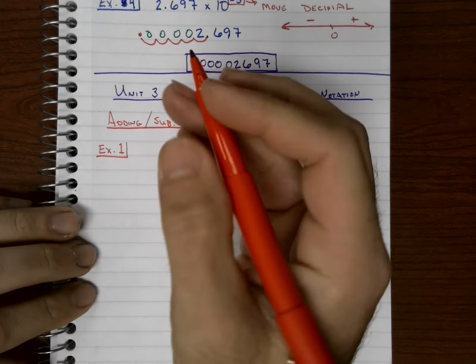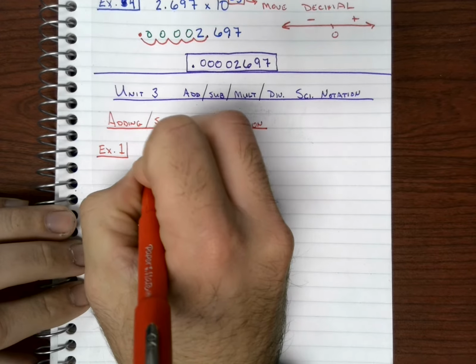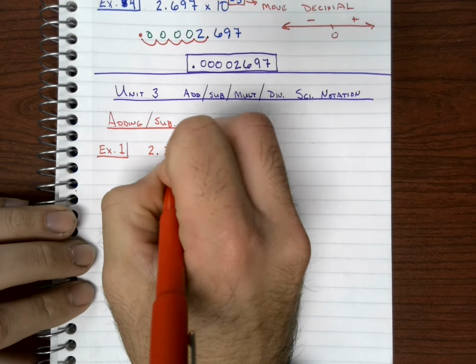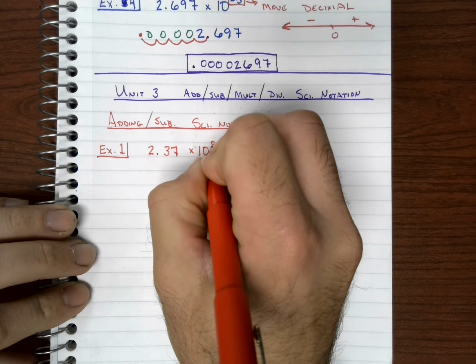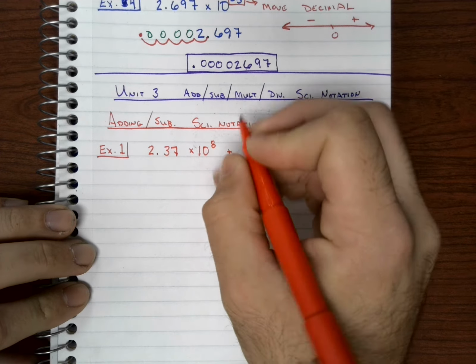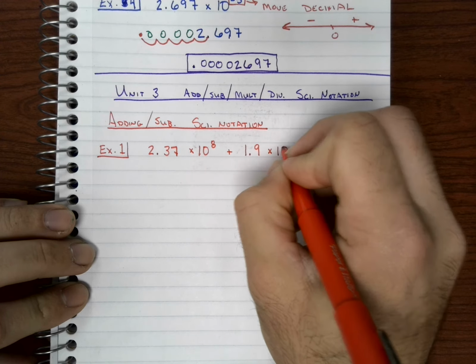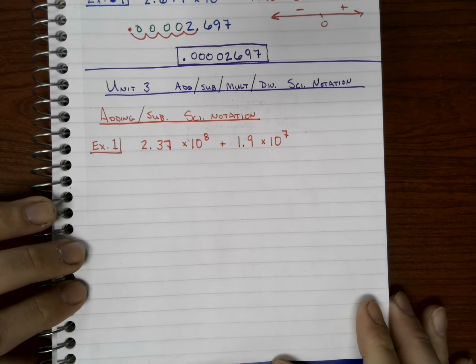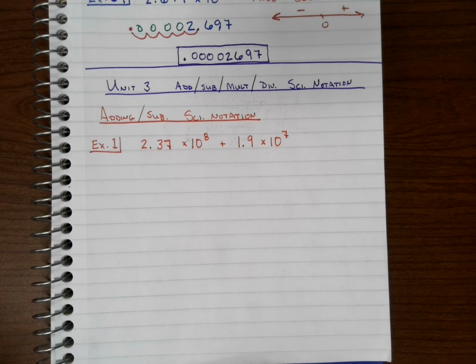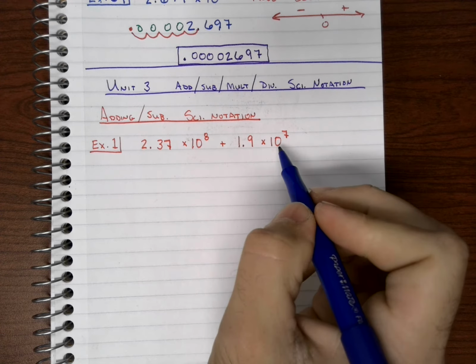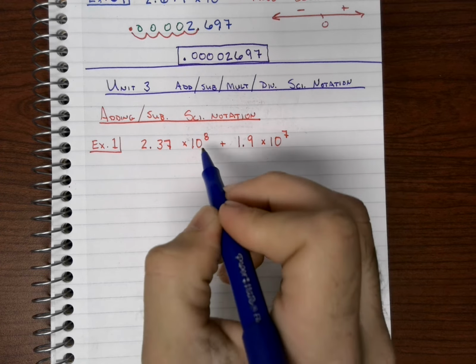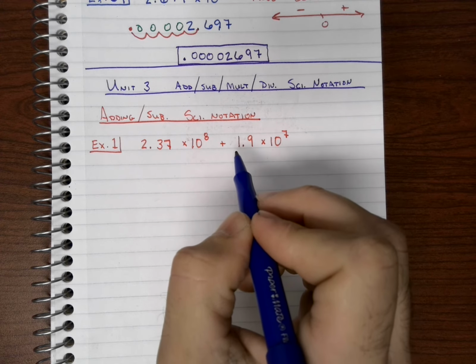All right, so let's say that we have 2.37 times 10 to the 8th plus 1.9 times 10 to the 7th. One of the things to remember with scientific notation is to look at our base 10 numbers out here. These numbers have to have the same exponent.